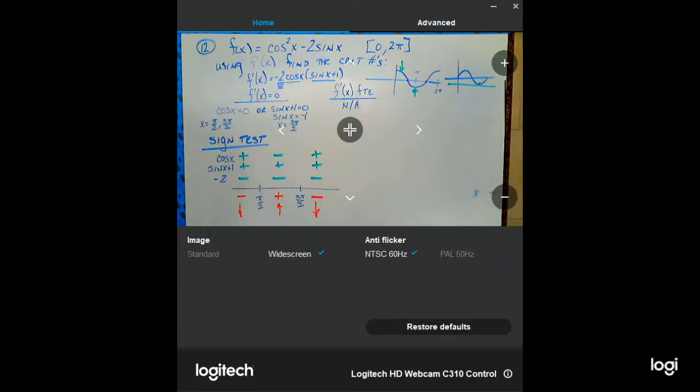Now, on top of that, it also said find the local minimum and local maximum values. Now, we have our first derivative test, right? Our first derivative test told us if the function is going down, which it is here, and then it switches and starts going up, function's going down, going up, this point right here is a local min, right? Local min.